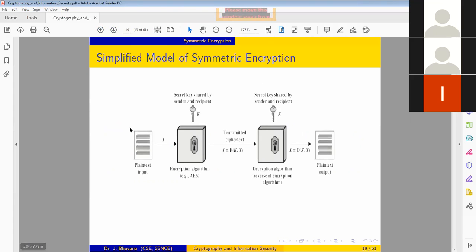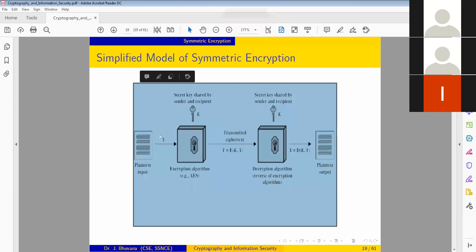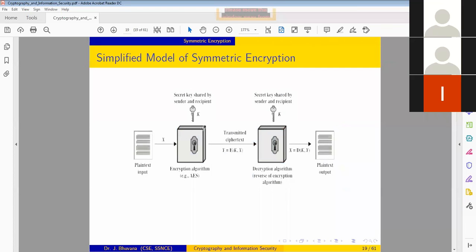So the symmetric encryption accepts the plain text message, and that message goes into the encryption procedure. The encryption procedure uses the key. Remember, a symmetric cipher uses the same key to do the encryption and the decryption. So with the help of the key, the encryption algorithm will be applied upon the plain text so as to generate the cipher text.